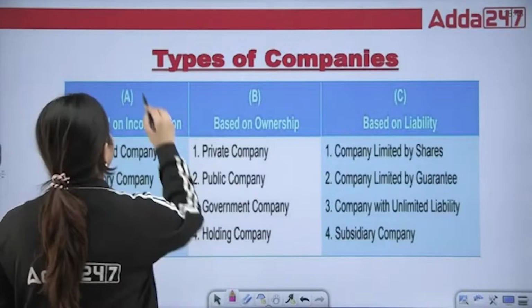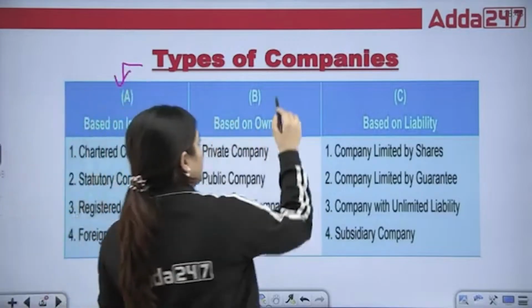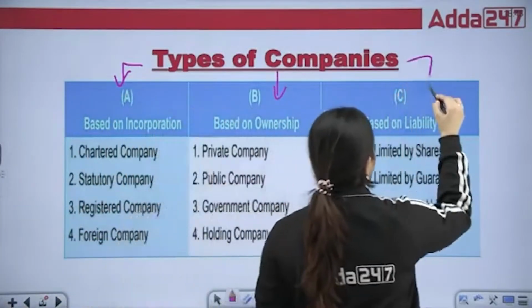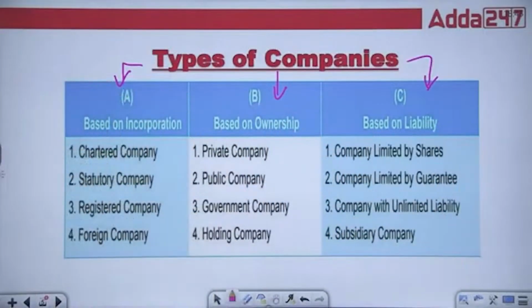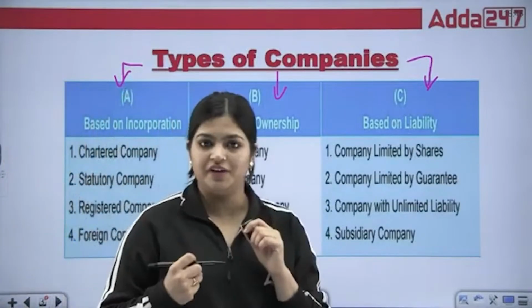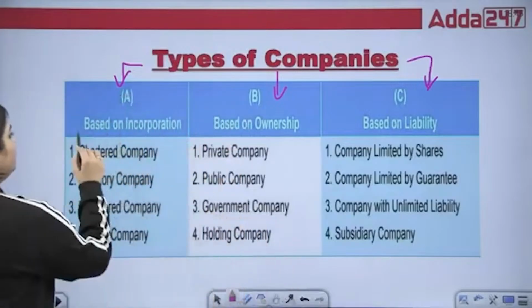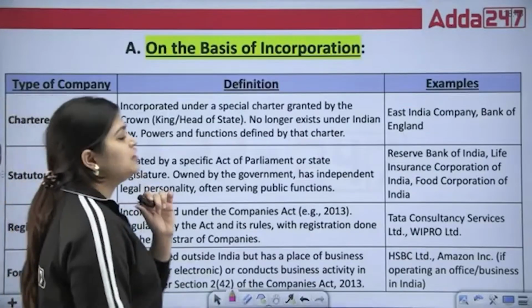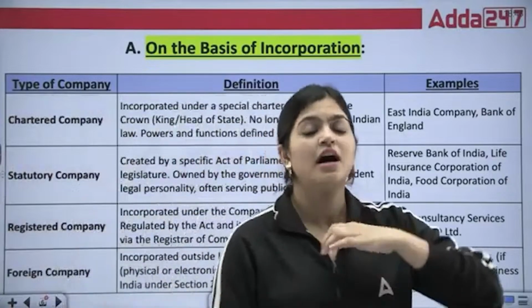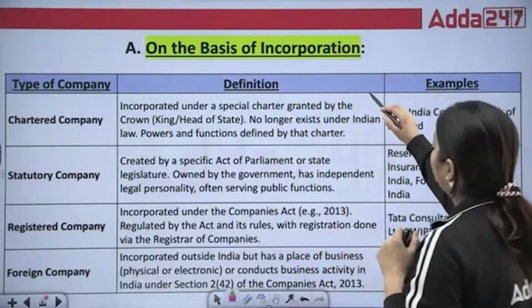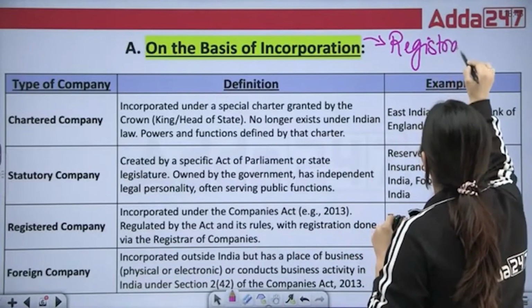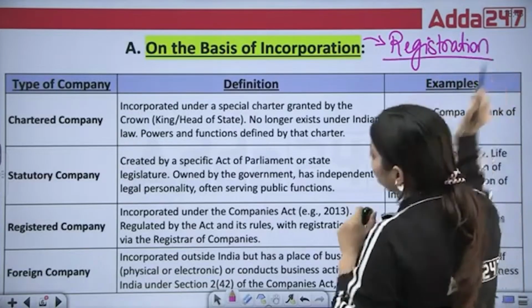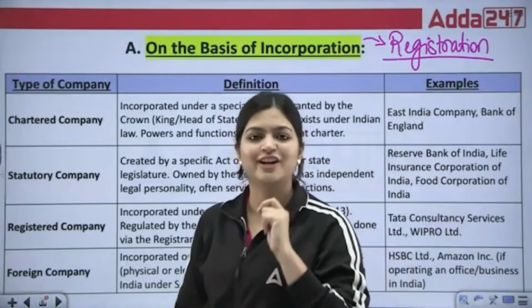Yes, so basically we have three types of companies: based on incorporation, based on ownership, and based on liabilities. Now let's quickly revise all this and see what are the different types of companies we have. So let's start with the very first one, based on incorporation. Incorporation means registration. So based on this registration, we are talking about companies. Again, we have four types of companies under incorporation.